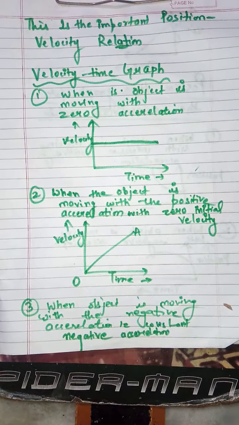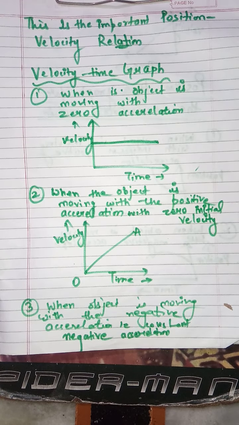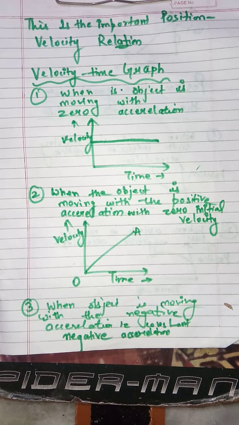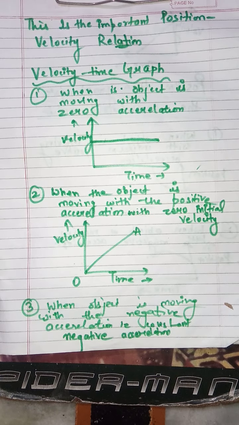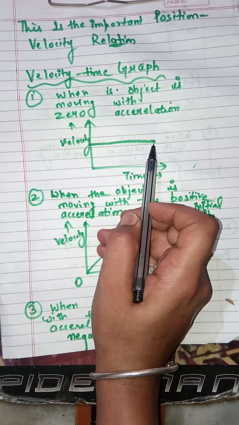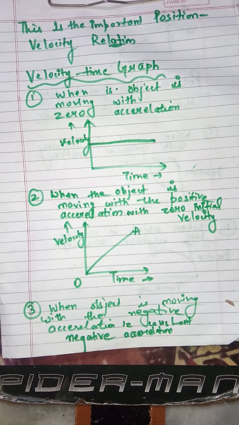We all know zero acceleration means there is no change in velocity with the time. Zero acceleration means that the velocity of the object does not change with the time, and under this case the velocity time graph is given by a straight line, which represents the body is at rest.